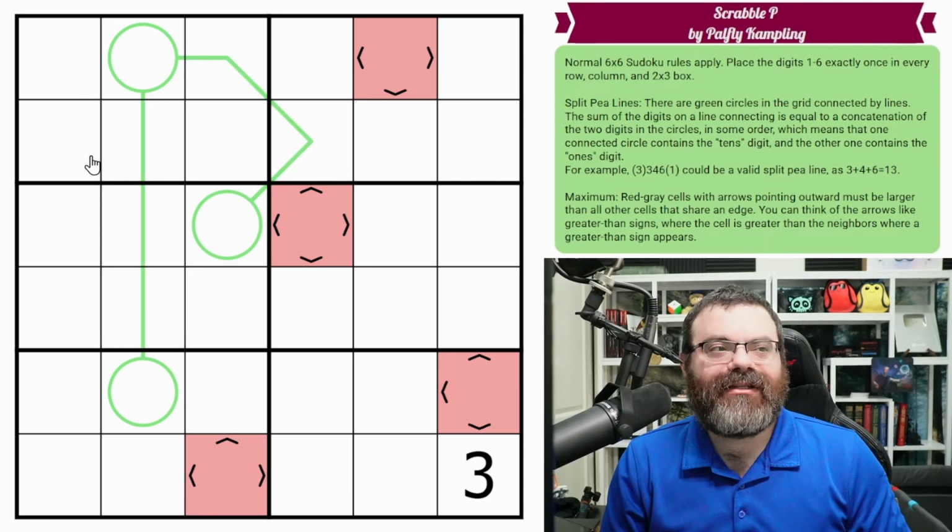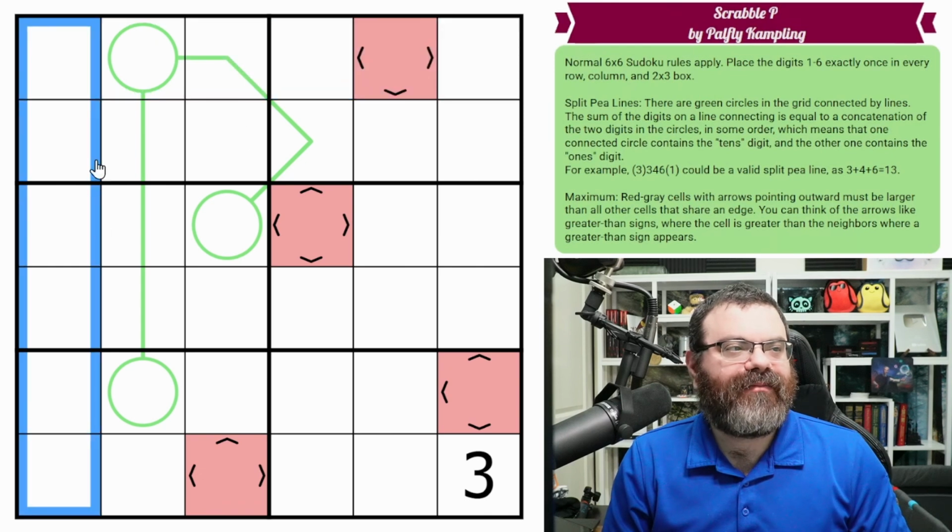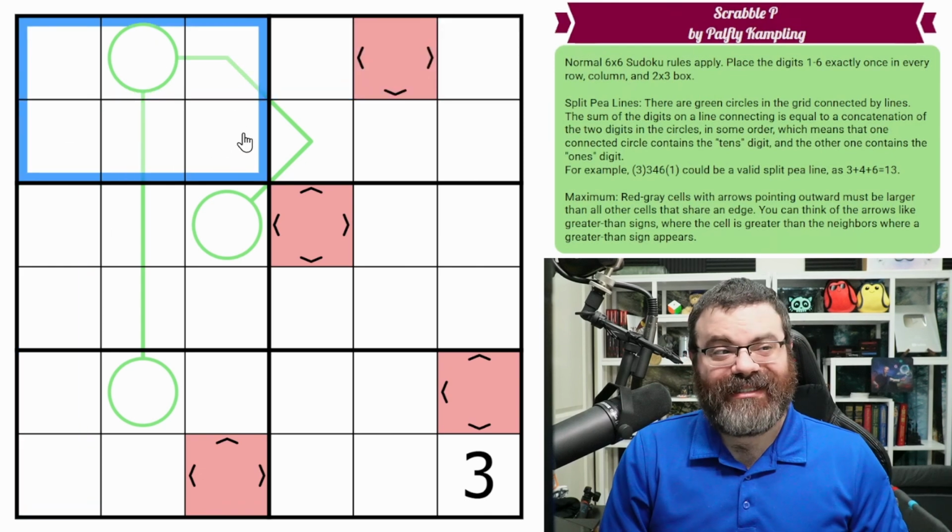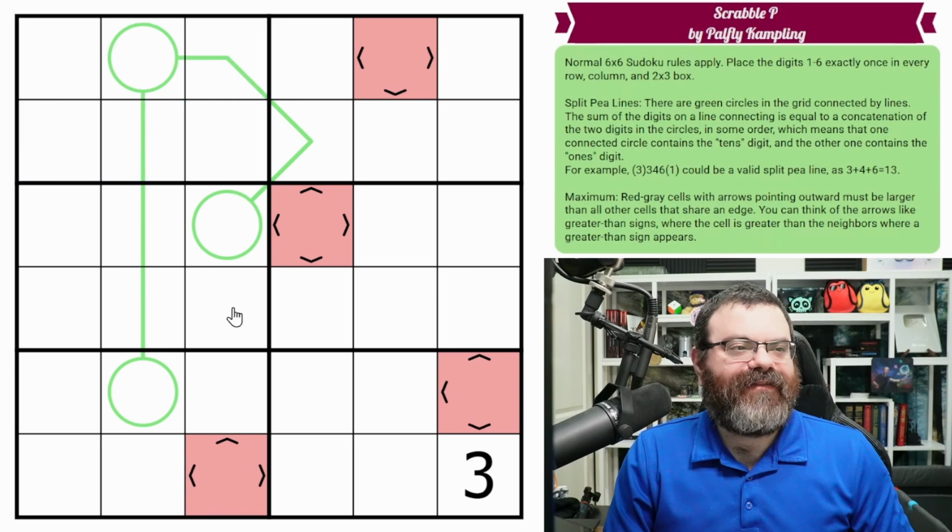We have normal 6x6 Sudoku rules. So in each row, each column, and each 2x3 box, we are placing the digits 1 to 6 exactly once each. Let's save the split P for last.